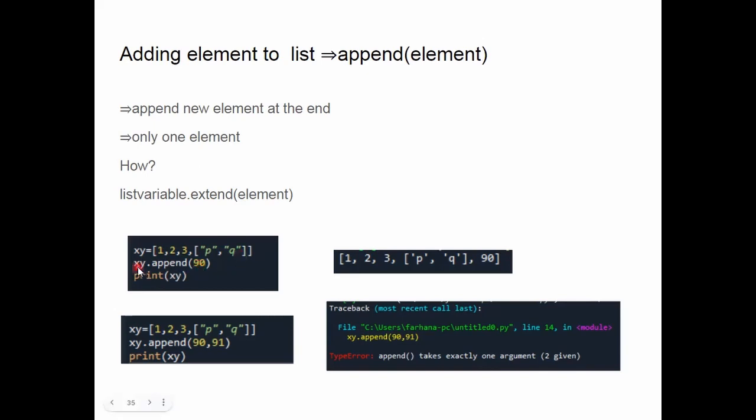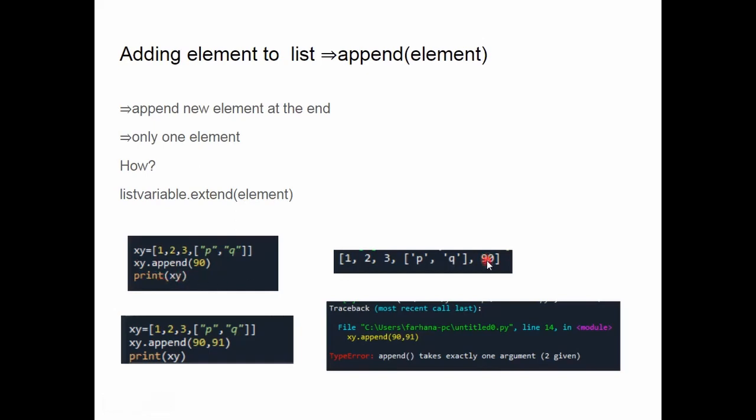So what I'm going to do using this method is: list variable, which is xy, dot, and instead of extend we use append, so append and the element, that is 90. If you print the list variable, I can see 90 at the end.